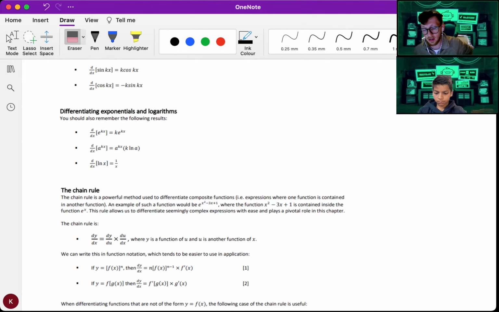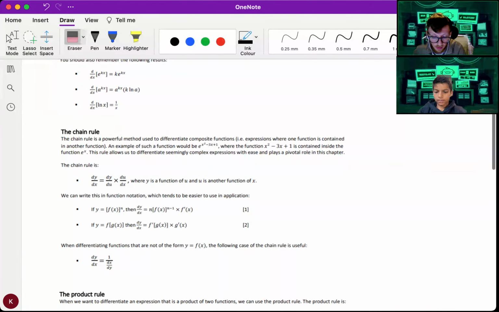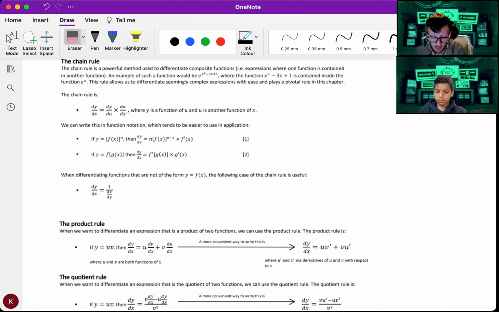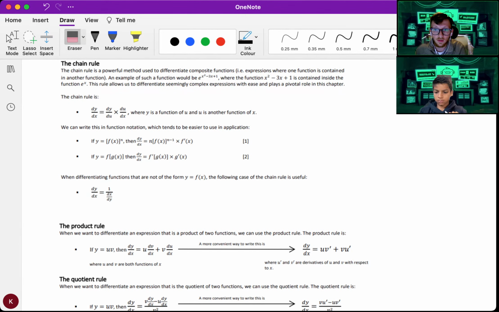Okay, and you might be asked to show or prove that result in an exam as well. That's something you would need to know. And the derivative of ln x is 1 over x. Okay, a really useful one, and it's really useful when we're doing some integration as well, which we'll do in a few sessions' time.